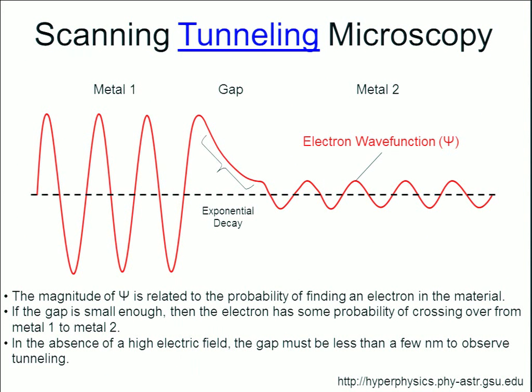A little bit more about tunneling here. If we look at metal 1, we're looking at basically the probability of finding an electron in the material. And again, if the gap is small enough, the electron has a small but substantial probability of crossing over from the first to the second metal. Why do we need to be so close? Again, in the absence of that electric field, that field effect, the materials need to be extremely close together, less than 1 nanometer, in order for electrons to have a significant probability of tunneling between the two materials.